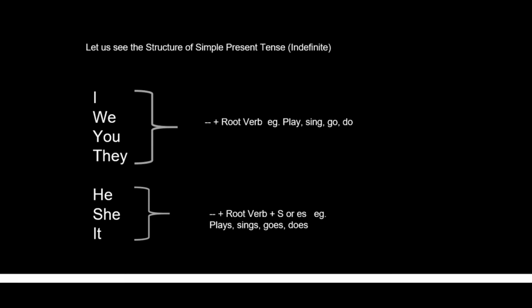For the subjects I, we, you, they, we have to add the root verb or the main verb, like play, sing, go, do, as it is. But for the third person singular, he, she, it, we have to add s or es along with the root verb. Example: plays, sings, goes, does.